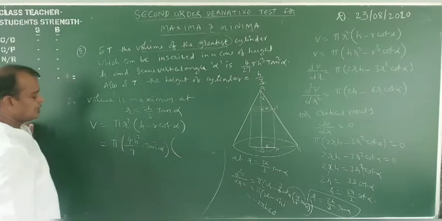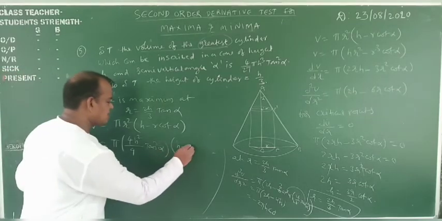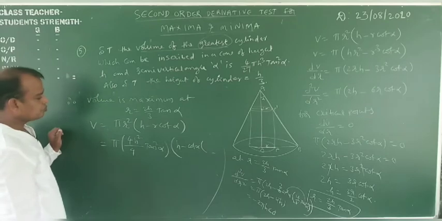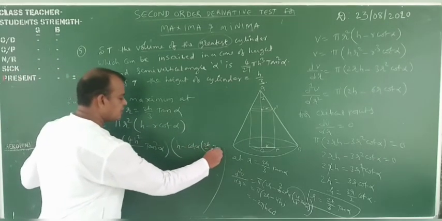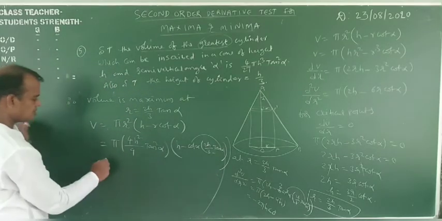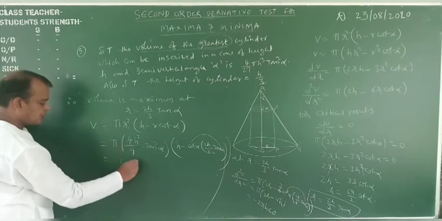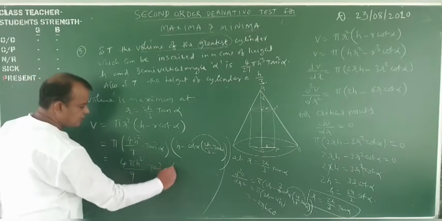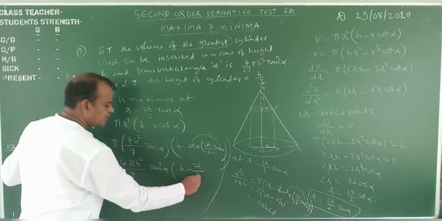into h minus r cot alpha, that is h minus cot alpha into r. R value is equal to 2h by 3 tan alpha. Okay, my dear student, tan alpha cot alpha is 1. This is equal to 4 pi h square by 9 tan square alpha into calculation part h minus cot alpha and tan alpha in 1 means 2h by 3.